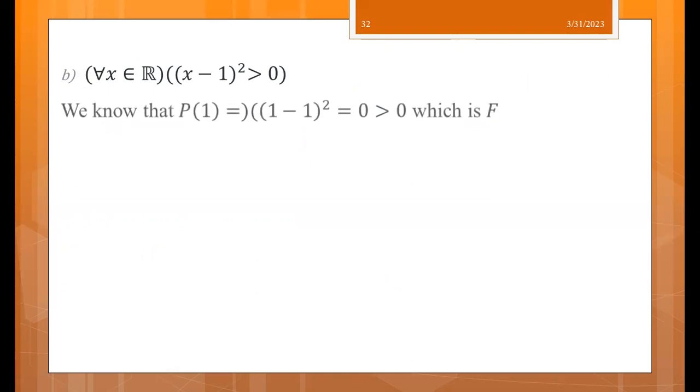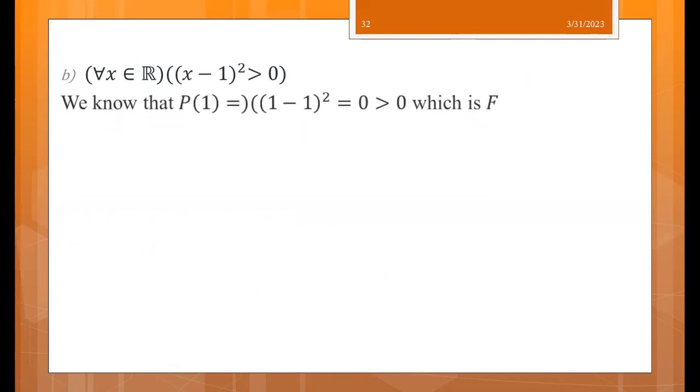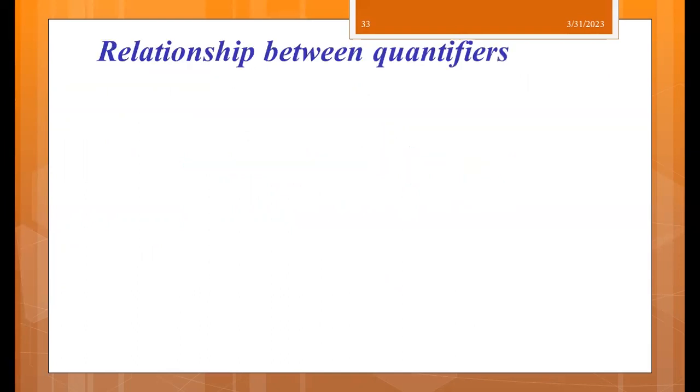For the second one, for every x an element of R, (x minus 1) squared greater than 0, you substitute again 1, and it is false. So, for every x, or for all real numbers x, (x minus 1) the whole squared greater than 0 is false.